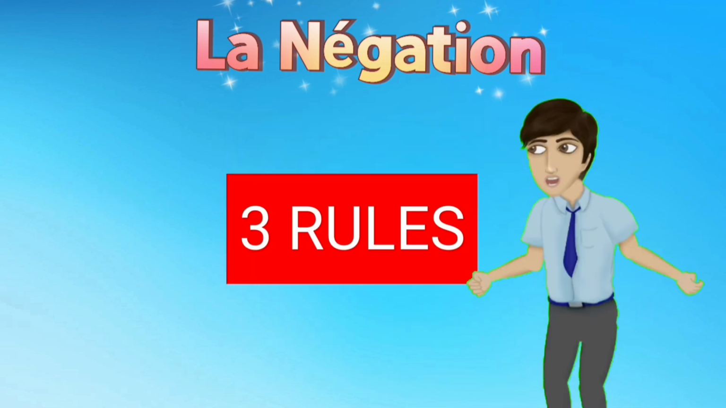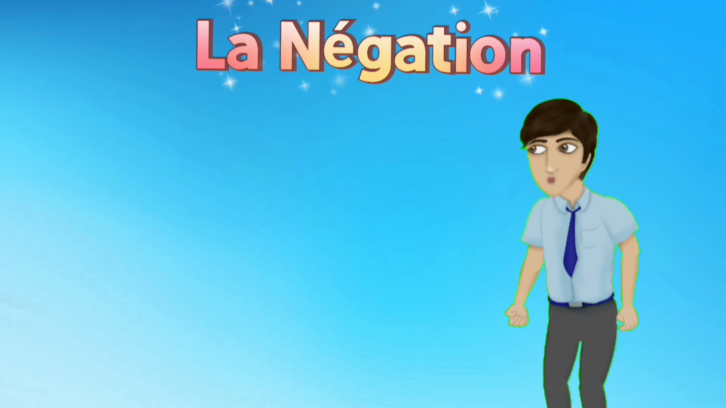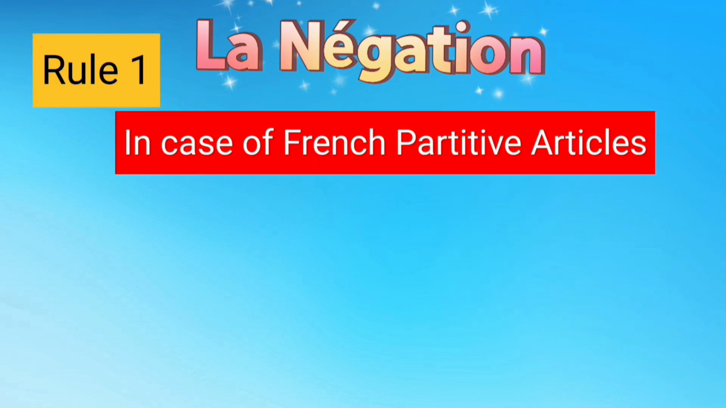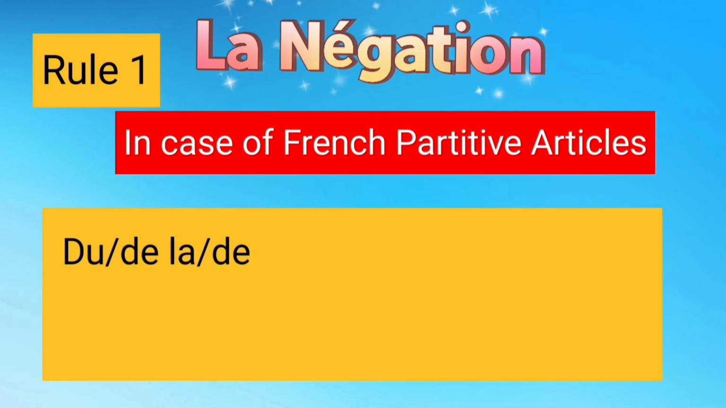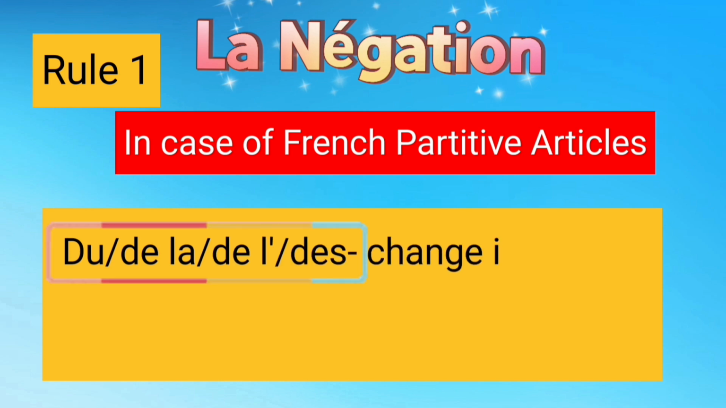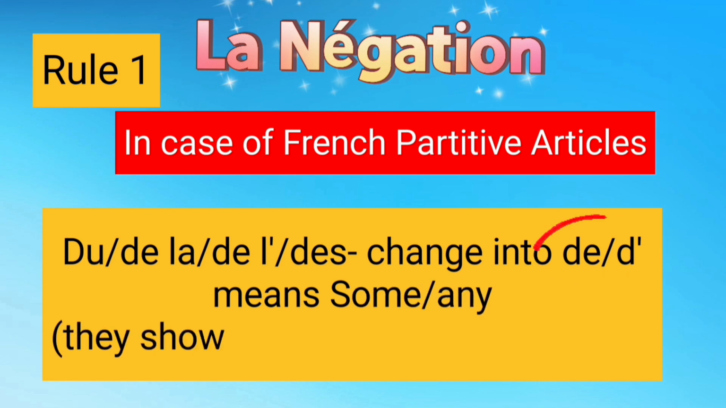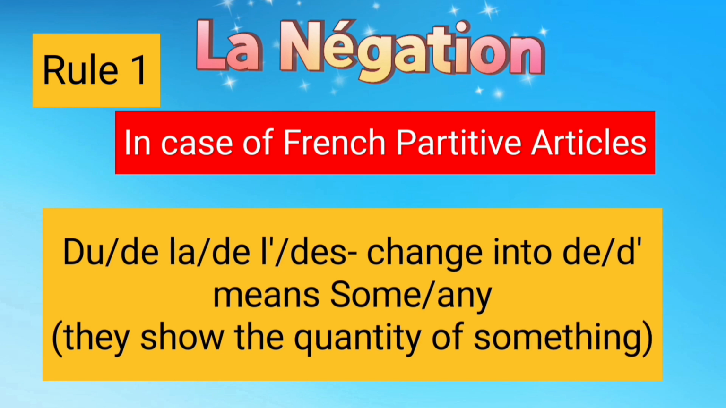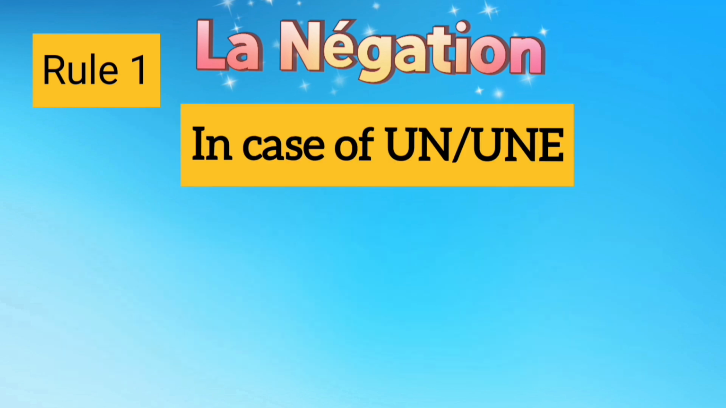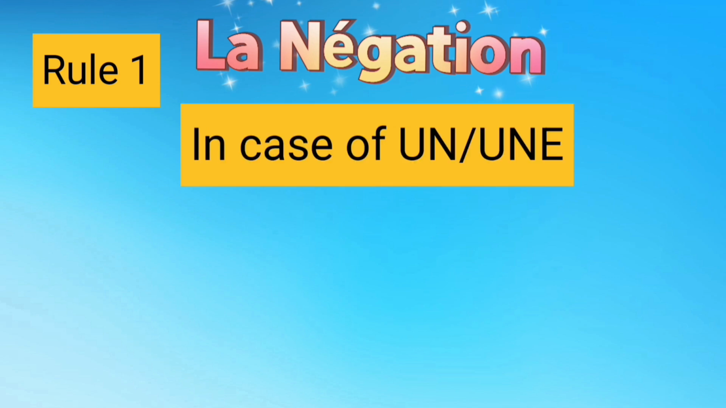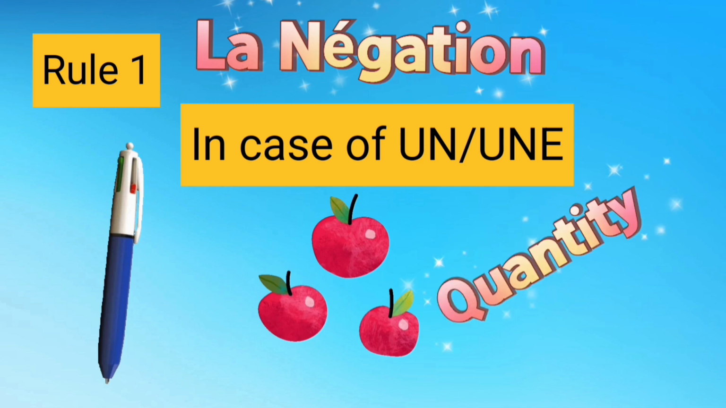While doing these changes, you need to learn three rules. Rule number 1. In case of partitive articles in French, like du, de la, de l', they change into de or d', and de or d' means some or any. They show the quantity of something, and in case of un or une, like I have a pen or I have a few apples, they are showing quantity. But while negating the sentences, we want to say I don't have any.